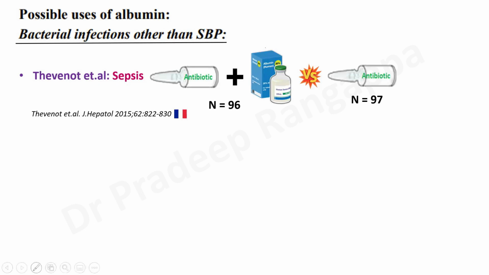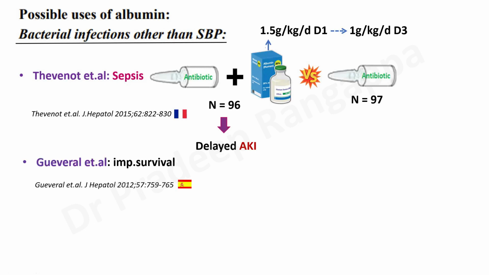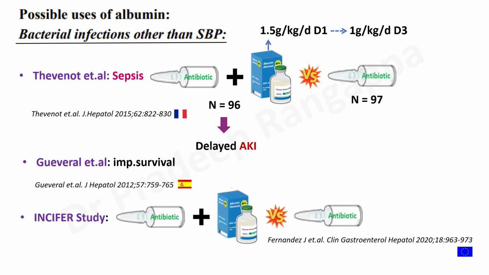So this was a study which came from the French group, Thevenot et al., where in patients with sepsis which is not due to SBP, they used antibiotics along with albumin and compared with antibiotic alone, 96 patients in this group and 97. And the dose they used is again 1.5 grams per kg per day on day 1, followed by 1 gram per kg per day on day 3. And they showed delayed onset of AKI in the group which was given albumin along with antibiotics. There was another Spanish trial which also showed giving antibiotics with albumin improved survival.